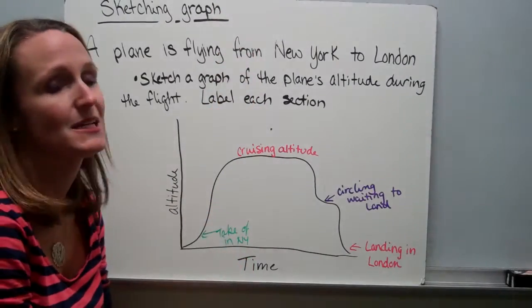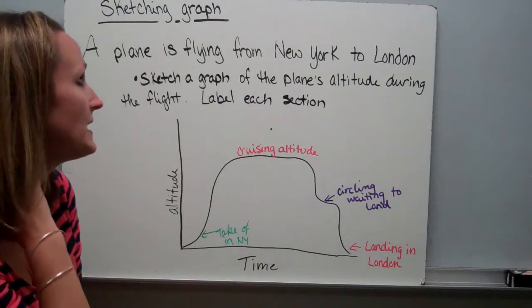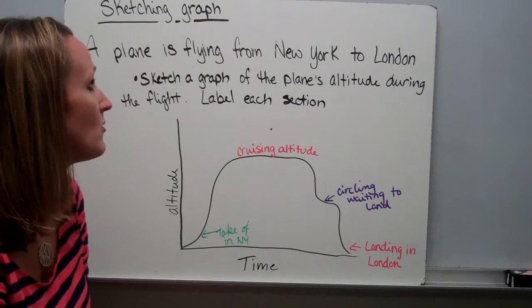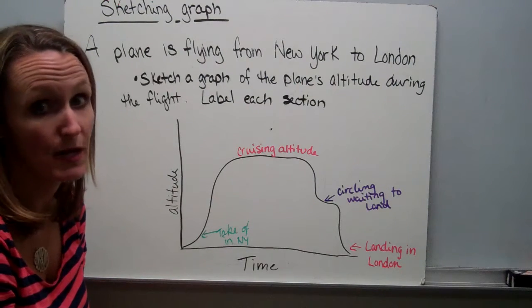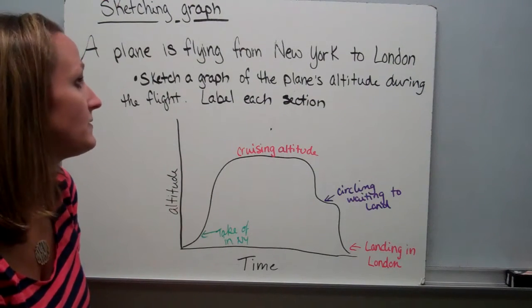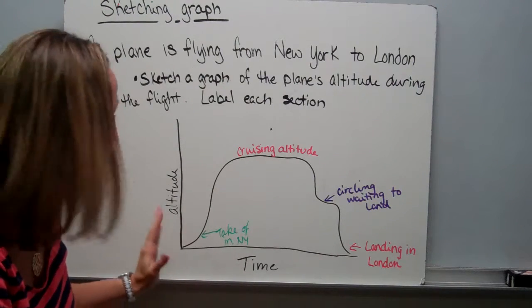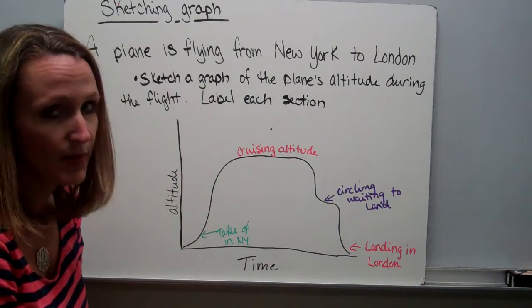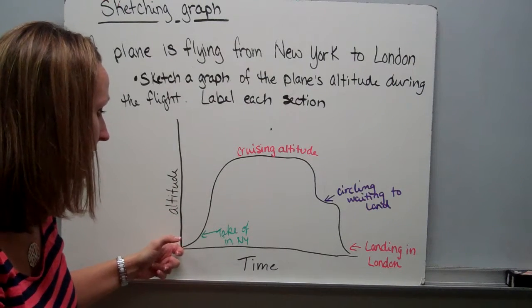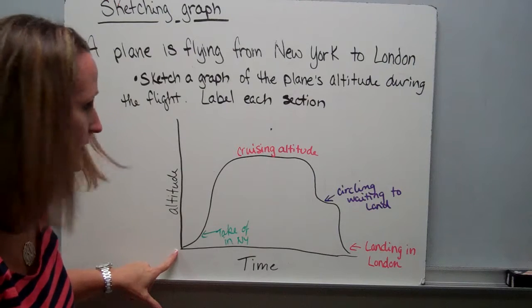Okay, so what about sketching a graph? Look at this problem. A plane is flying from New York to London. We want to sketch a graph of the plane's altitude, altitude just meaning the height, during the flight and label each section. Okay, so again, our time is on the x-axis. This time our altitude is represented by the y-axis. So we're going to take off in New York. We start over here at 0.